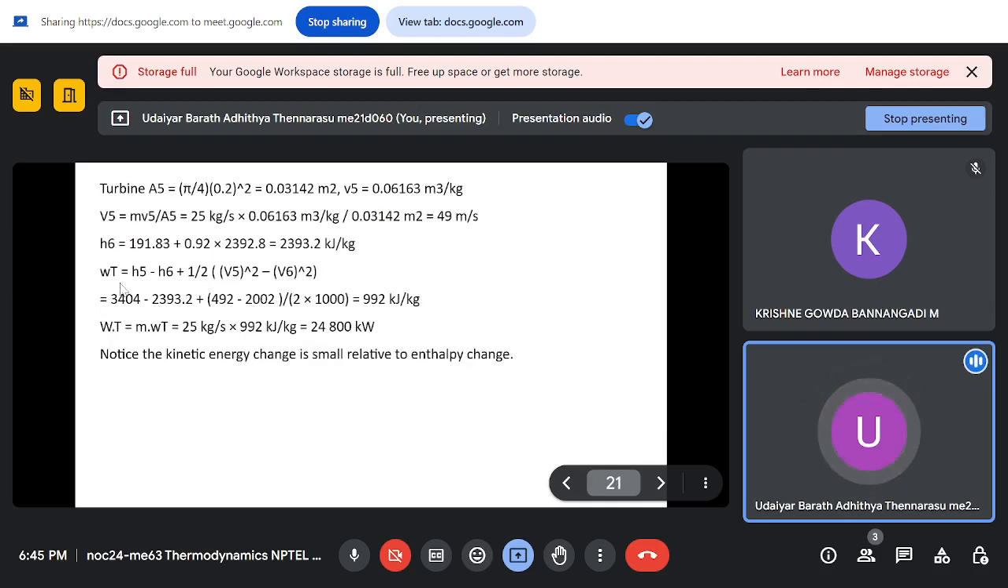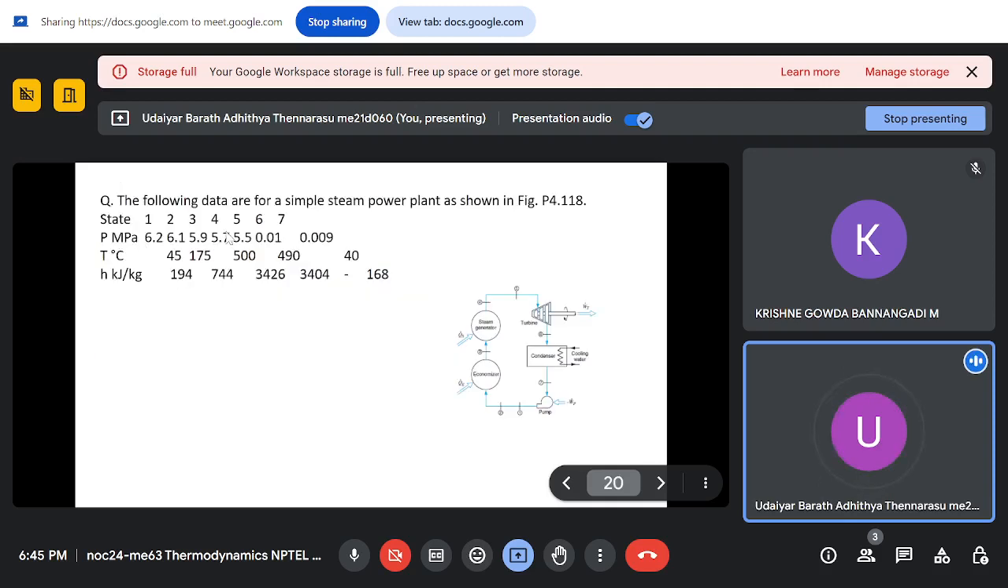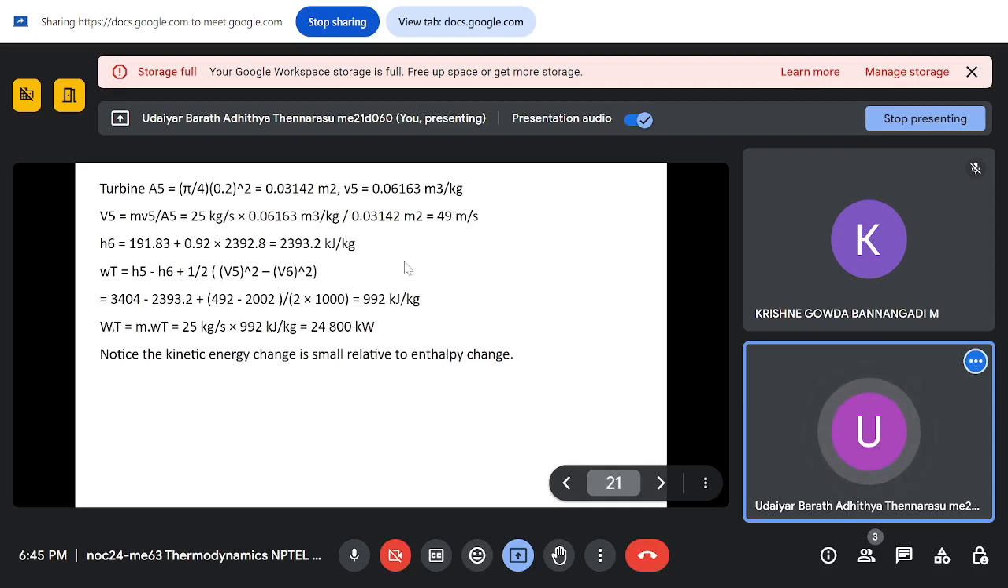Similarly, from the given state values, we find the exit enthalpy and do an energy balance, which is the steady flow energy equation: inlet stream enthalpy minus exit stream enthalpy, and inlet kinetic energy minus exit kinetic energy. This is all in specific values, so divided by mass. We substitute the inlet and exit enthalpies and velocities, and the work generated comes out to be 24.8 megawatts.